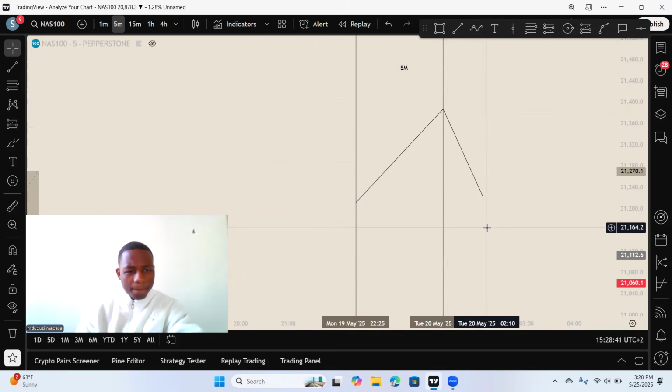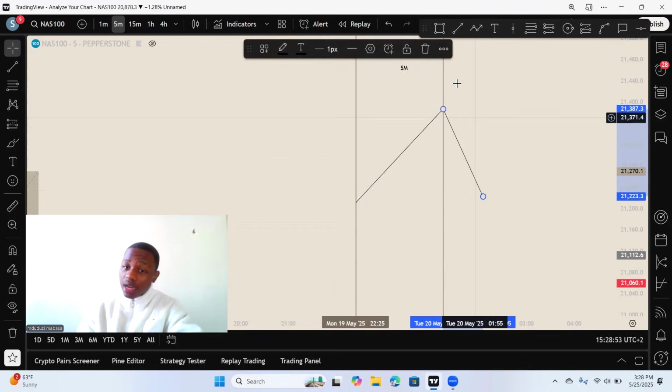Simple. You see? So, guys, this strategy is the easiest strategy of them all. If you don't know how to trade the 714 method, I don't know, okay. But this is how you should trade it.